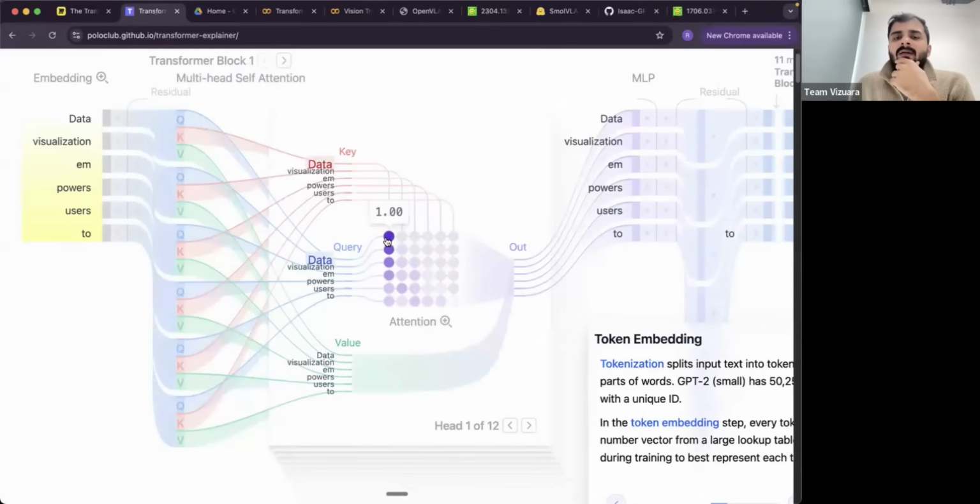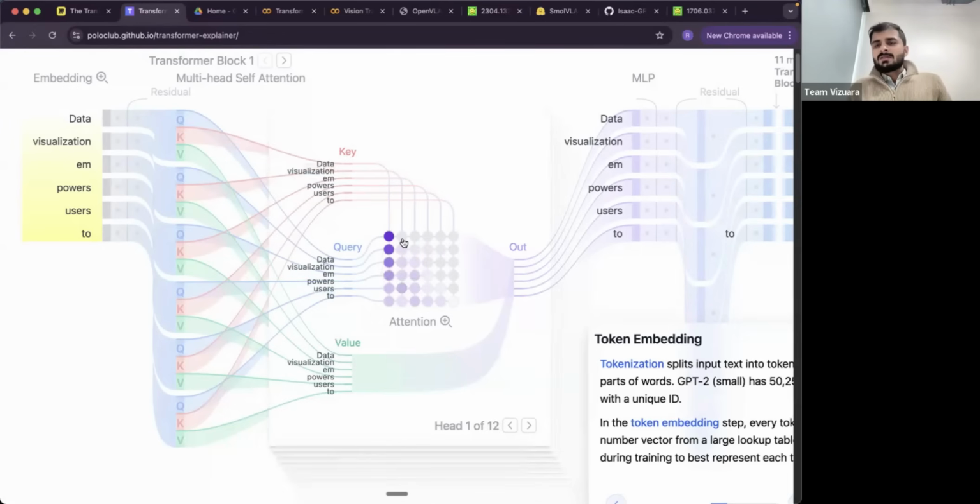The magnitude of this indicates how related a query is to a key. For example, you can see this is very high, which means that the query data is related to the key data. This is also very high, which means that the query visualization is related to the key visualization. Then this is surprisingly high, which means that users and visualization are related to each other.